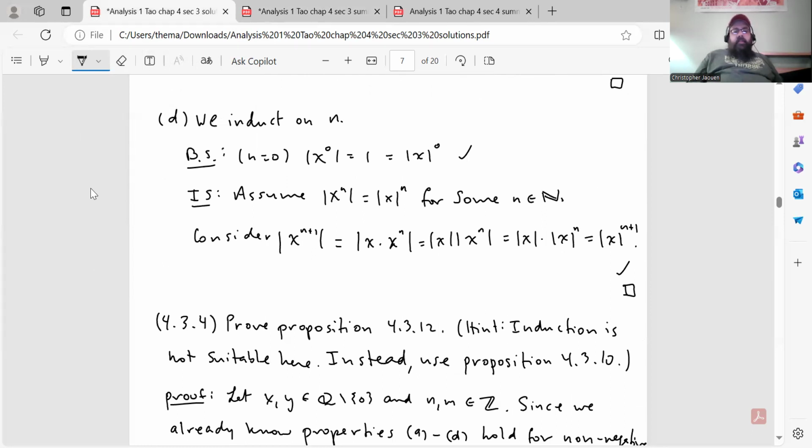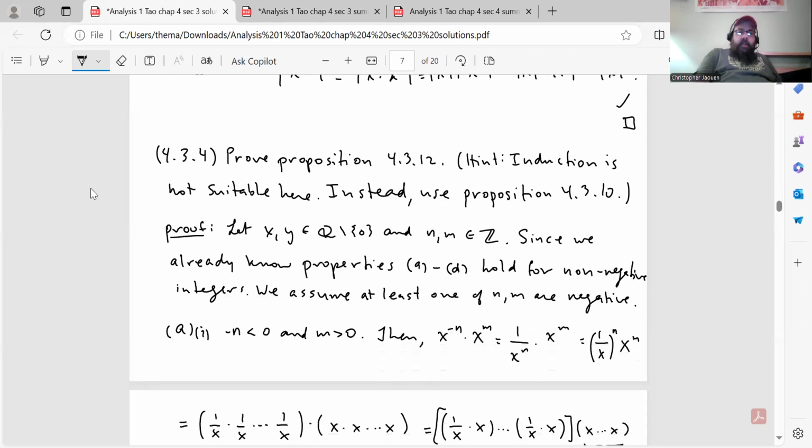Inductive step: assume absolute value of x to the n equals absolute value of x to the n power for some natural number n. Then consider absolute value of x to the n plus 1. That's the same thing as absolute value of x times x to the n, which is equal to absolute value of x times absolute value of x to the n, which is equal to absolute value of x times absolute value of x to the n by the inductive hypothesis, which is equal to absolute value of x to the n plus 1 by the recursive definition. All right, and that proves that proposition.